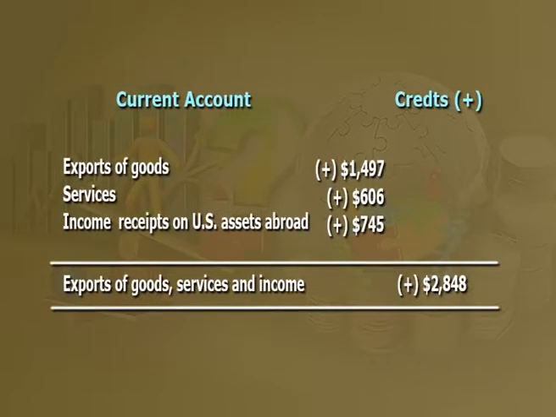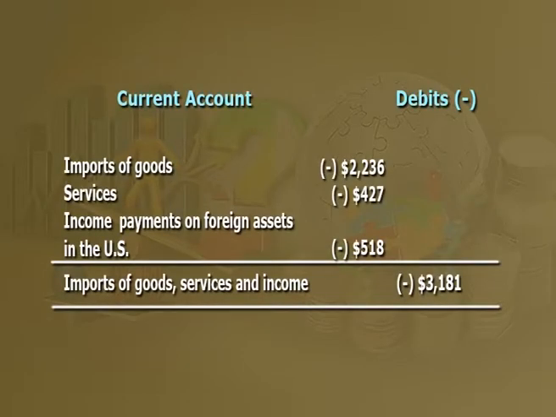The table shows the US exported $2,848 billion of goods and services in 2011. It shows goods exported of $1,497 billion, service exports of $606 billion, including travel and transportation services given to foreigners, and fees and royalties received from foreigners. $745 billion was also earned by the US as interest and dividends on their foreign investment.